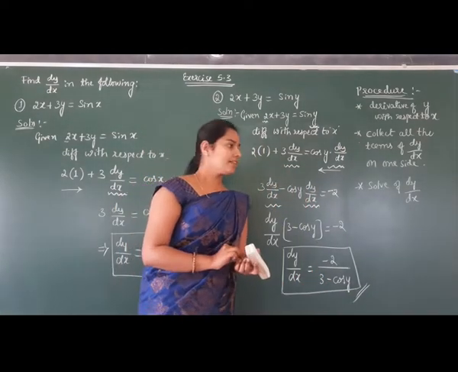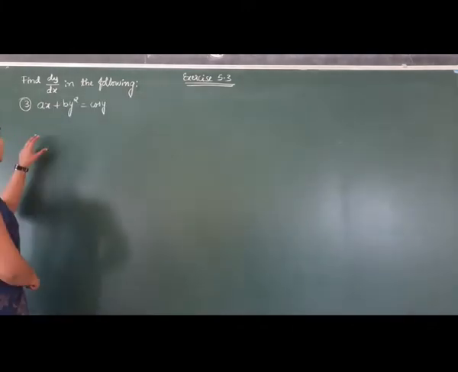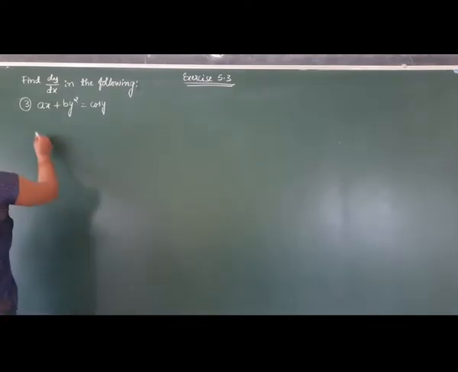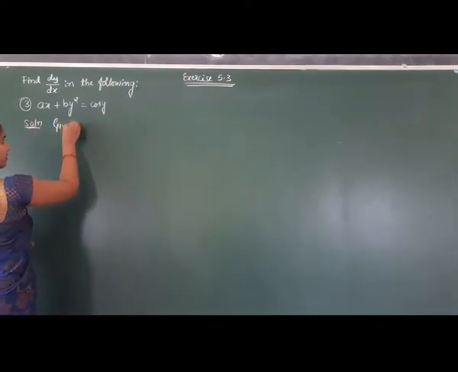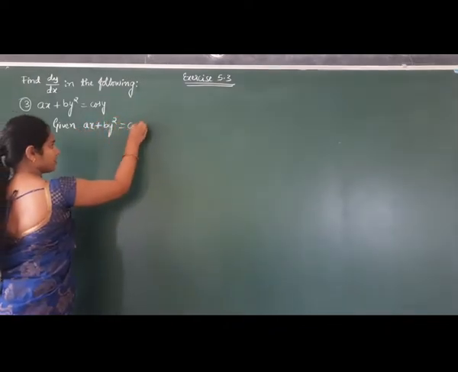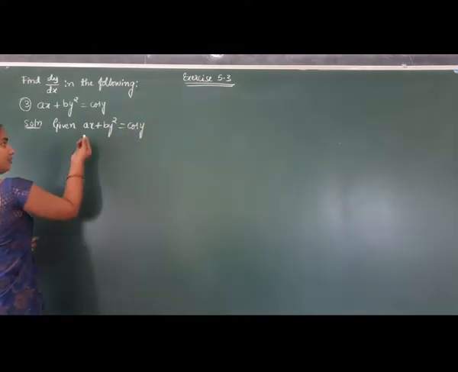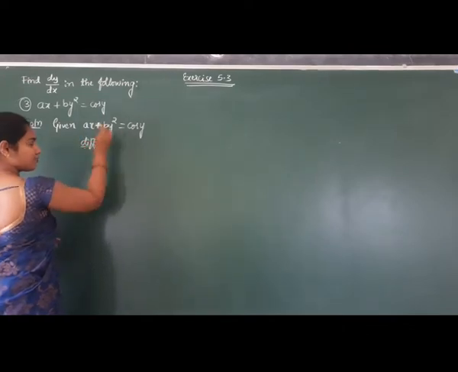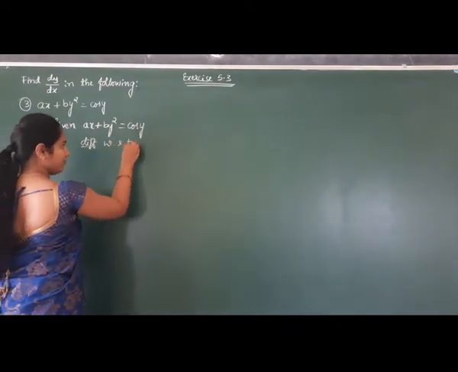Okay, so next problem. Third question: ax plus by square is equal to cos y. So consider the given function, ax plus by square is equal to cos y. In the first step we do the differentiation of this function with respect to x.